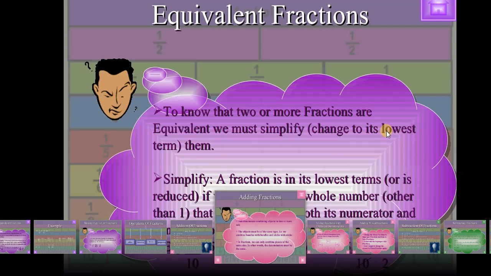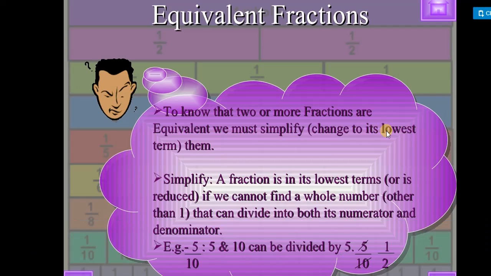To know that 2 or more fractions are equivalent, we must simplify and change them into their lowest terms. I'm talking about both the numerator and denominator. You simplify a fraction to its lowest term, or you reduce it. If we can't find a whole number other than 1 that can divide into both the numerator and denominator, then we cannot divide it anymore. This is the simplest form.